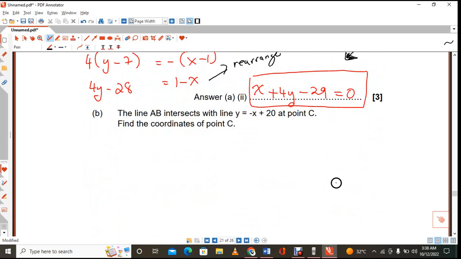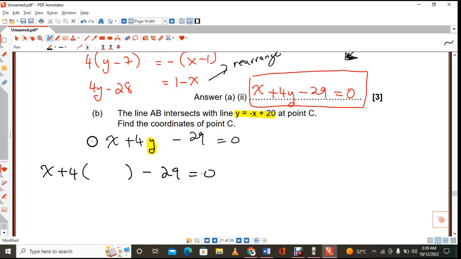The line AB intersects with another line, y equals minus x plus 20, at point C. So what do we know? So this is line AB. Let me just rewrite it: x plus 4y minus 29 equals 0. Then let's bring in my highlighter. This y here, I'll replace it here. Good. So that's x plus 4 times y minus 29 equals 0, and in here, I'm going to have minus x plus 20.